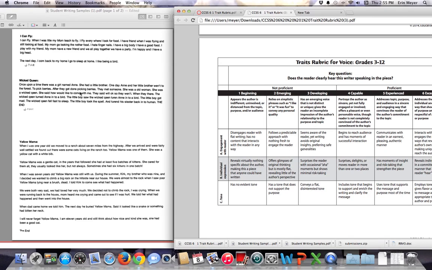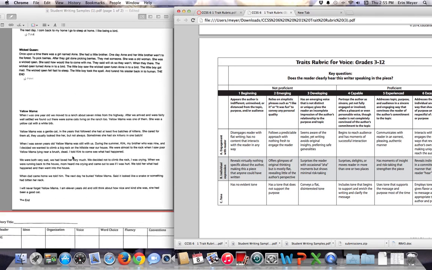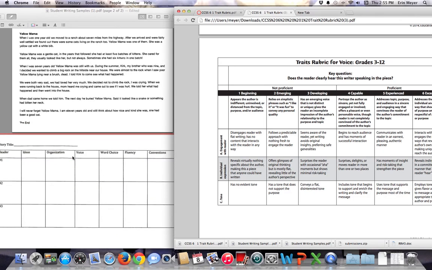So for the pieces that you have here, you need to read through and score all 3 pieces of writing from your students with each one of the 6 traits. You're going to record your traits here on your chart for each one. For number 2 here, simply write the Wicked Queen, because that's writing piece number 2. For number 3, write Yellow Mama. You want to make sure that you assess Yellow Mama.